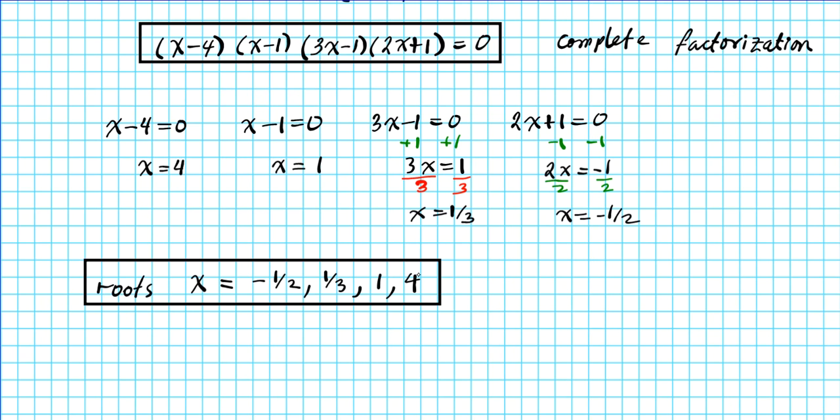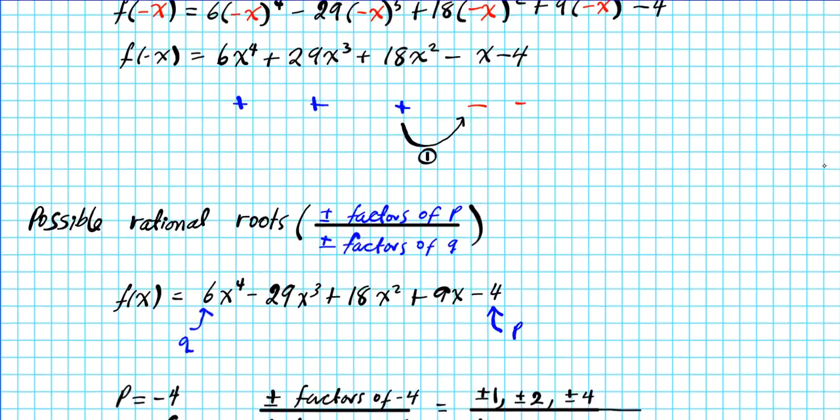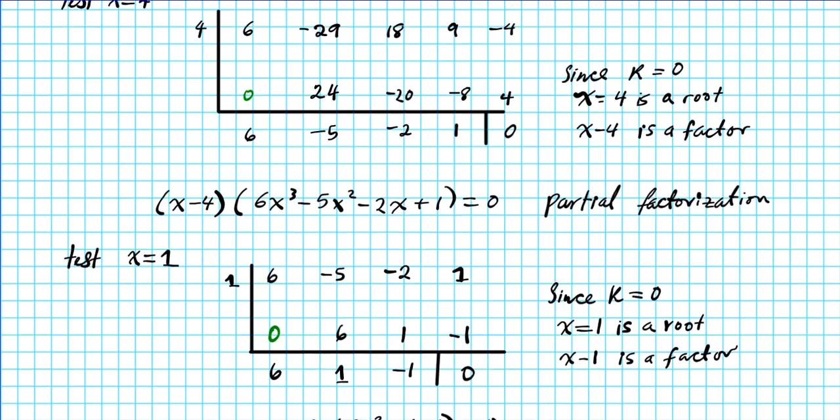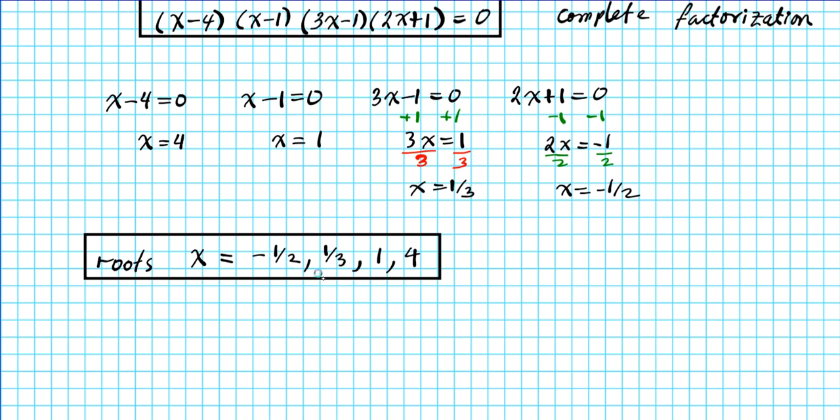And concerning the negative, the possible number of negative real roots, using Descartes' rule of signs, there was only one sign change. So we had only one possible negative real root, and what do we have? Exactly 1. So we have confirmation that Descartes' rule of signs is in fact correct.